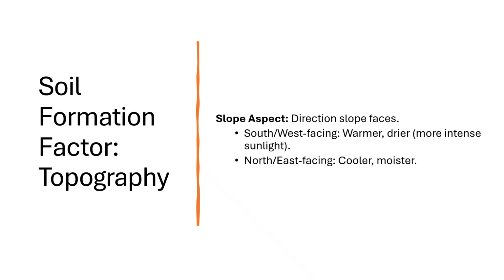Again, jogging your dendro brain, let's think about this. South-facing slopes, and to a lesser degree west-facing slopes, receive more intense sunlight. That would make them warmer and drier. On the other hand, north-facing and east-facing slopes are generally cooler and moister, which comes right from dendro, right? And then you can also kind of pick what plants would probably be there.